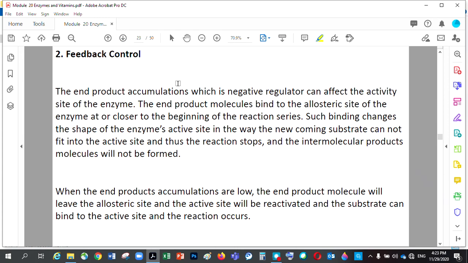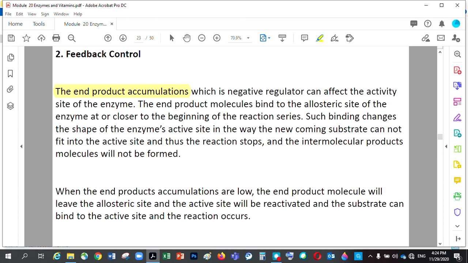The second type of regulation is called feedback. Now we know that feedback means the end product's accumulation, which is a negative regulator, can affect the activity of the enzyme. The end product molecule can bind to the allosteric site of the enzyme at or closer to the beginning of the reaction series. Such binding changes the shape of the enzyme active site in a way that the newly coming substrate cannot fit into the active site, and thus the reaction stops and the intermediate molecular products will not be formed.